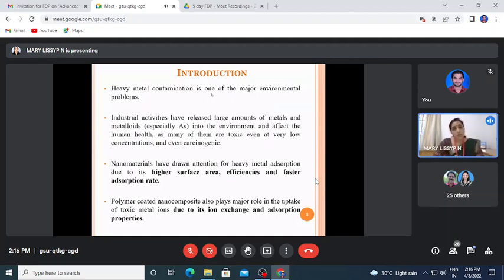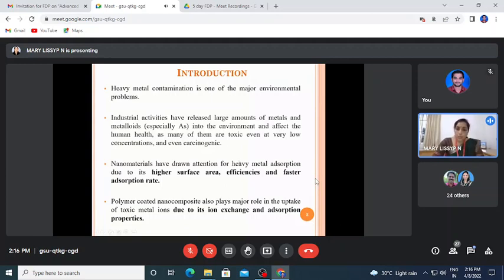Mainly it is due to rapid industrialization, urbanization, and many calamities that these heavy metals get released into the environment. And we know that it creates a high risk to humans, plants, and animals. We know all these things because even at a very low concentration, the presence of these heavy metals is toxic and even carcinogenic.